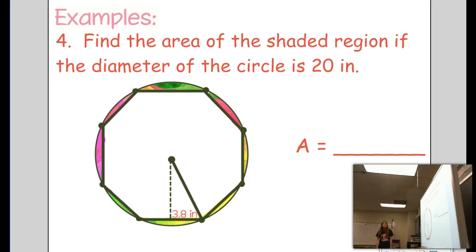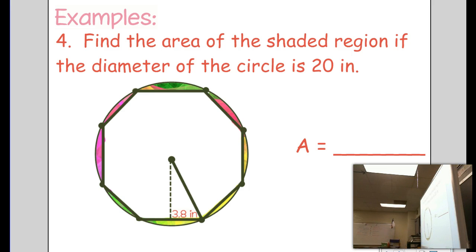Okay. Next problem. Isn't that a pretty shaded region? It's like multicolored. Find the area of the shaded region if the diameter, be careful, the diameter of the circle is 20.